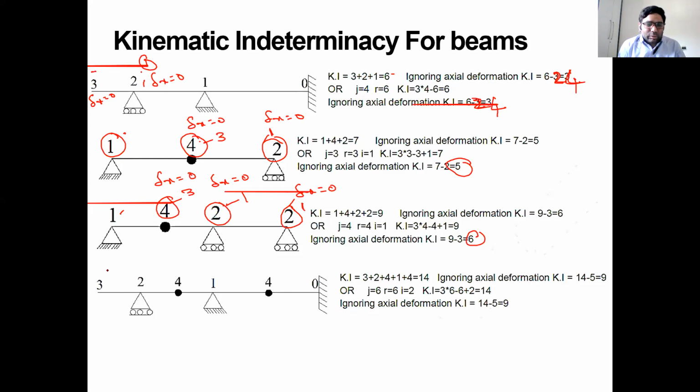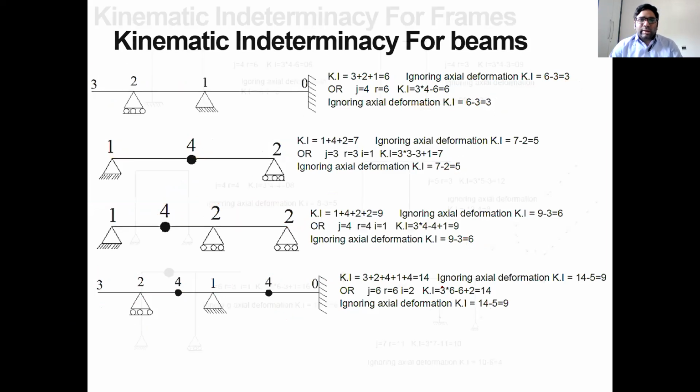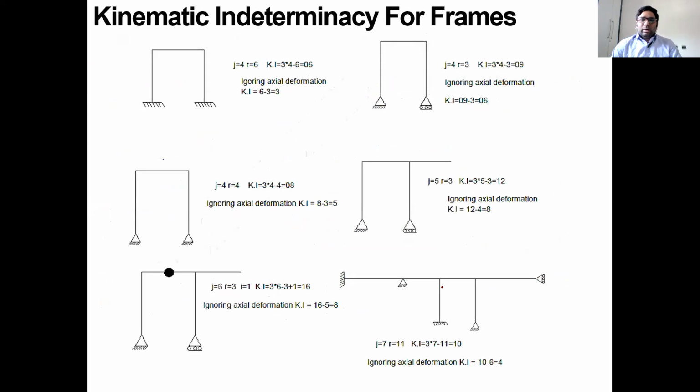And the same is the case here also. So 3, 2, 4, 1, 4, 0. That means total you will get around 14. But here delta x is equal to 0, delta x is equal to 0, delta x is equal to 0, and delta x is equal to 0. So by removing the corresponding delta parts at the free end, we have vertical deflection, rotation, horizontal. So 4 has to be removed. Accordingly, the degree of indeterminacy is obtained.